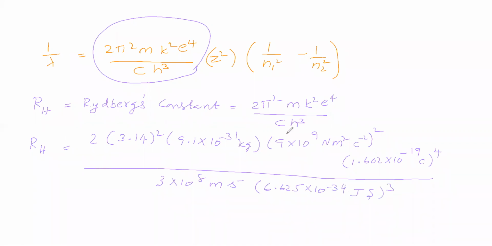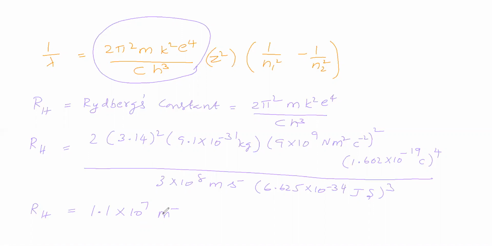Okay, so all these are constant terms. We substituted all the constant terms. Simplifying this, we will get Rydberg's constant. That Rydberg's constant is RH, that is 1.1 into 10 to the power of 7. Here all the units are in the SI system, so we will get Rydberg's constant also in the SI system. The unit is per meter.